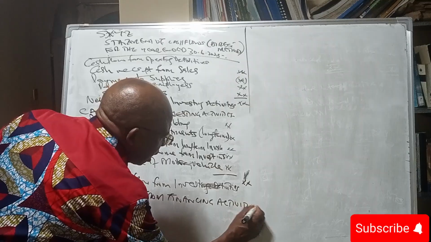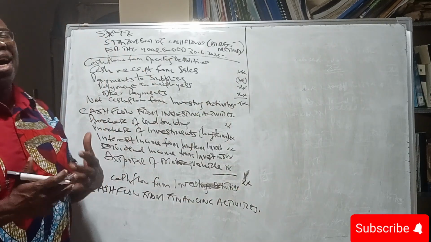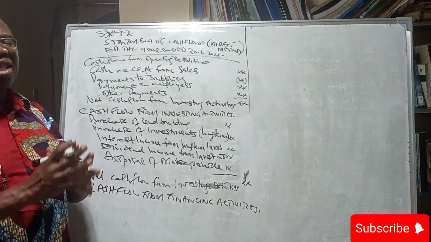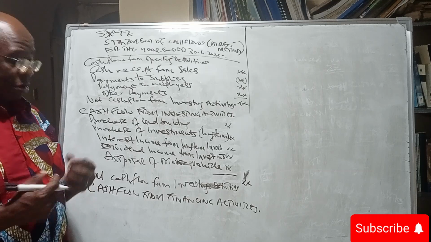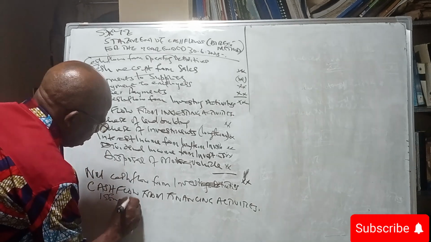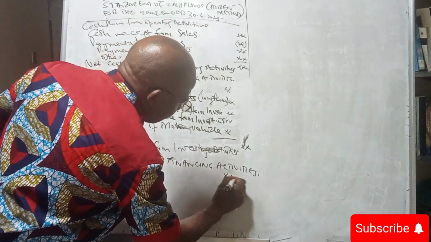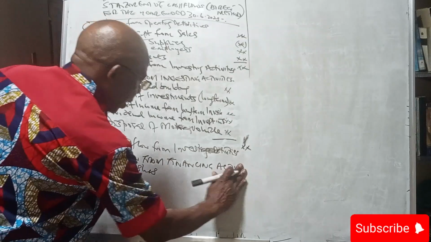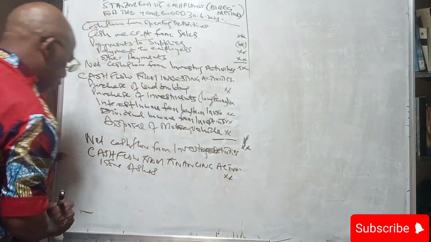Financing activities. Cash flow from financing activities. What are financing activities? It is anything related to long-term sources of funds. For instance, we may talk about issue of shares. Always put it on the inside.